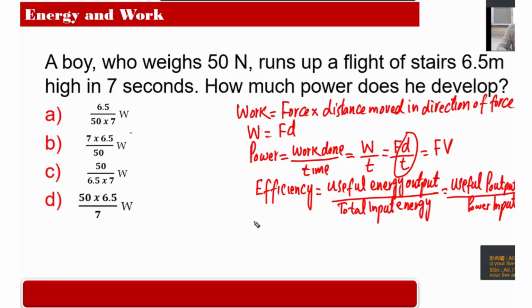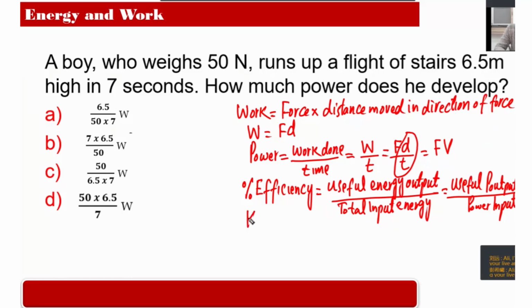Next thing we need to understand is percentage efficiency. If I ask you for percentage efficiency, you simply need to multiply the right side by 100. So this is how you can define percentage efficiency.